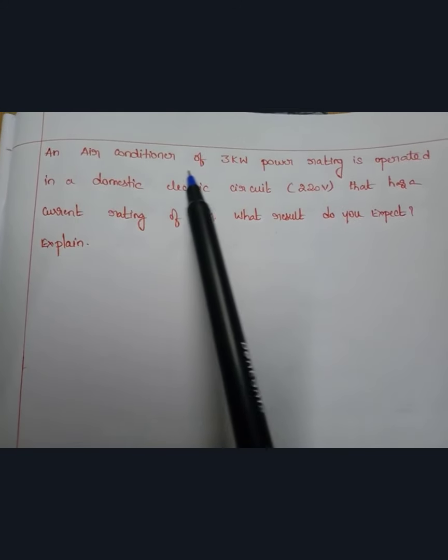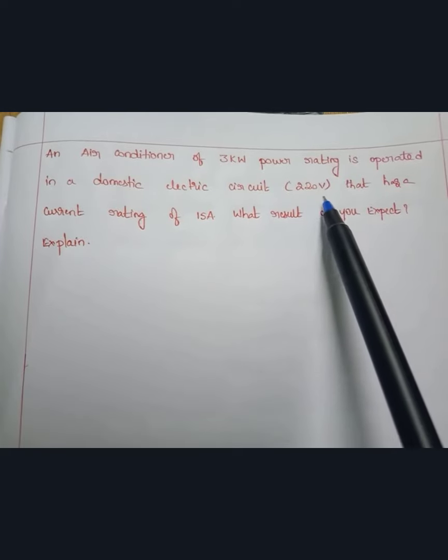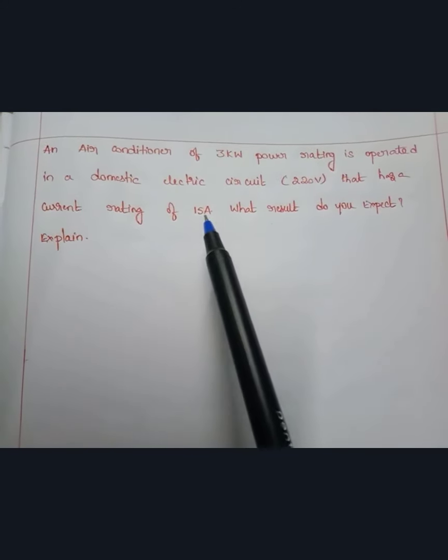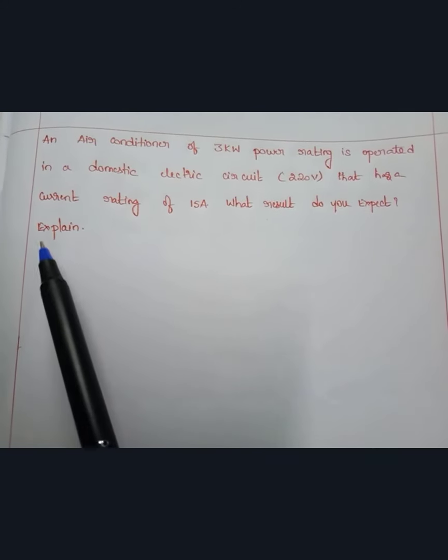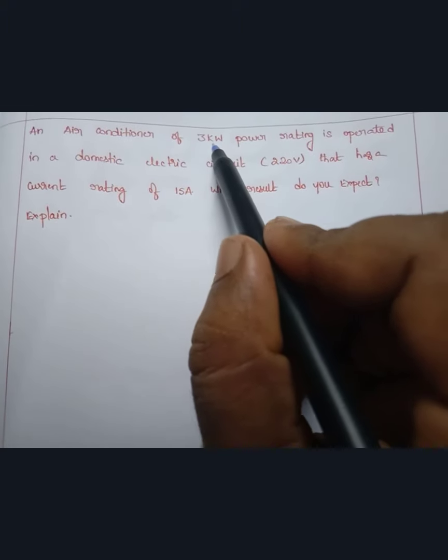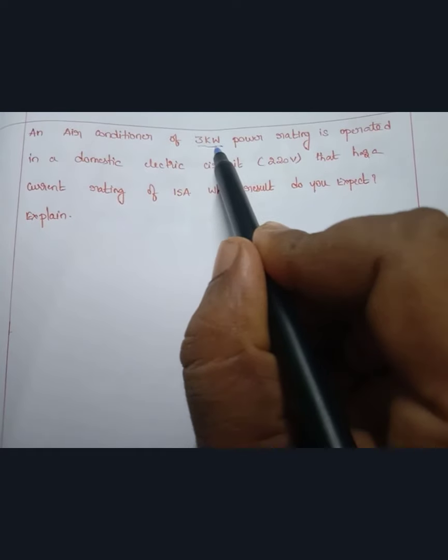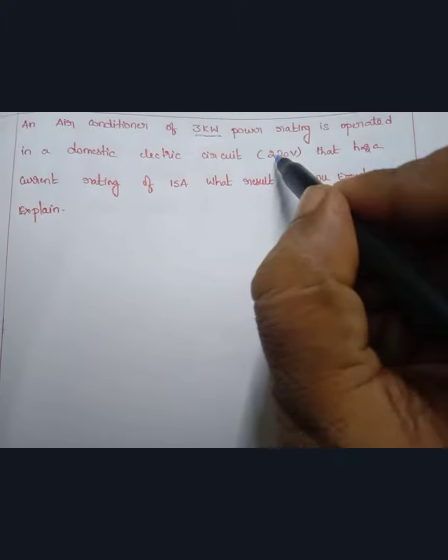See the second problem. An air conditioner of 3 kilowatts power rating is operated in a domestic electric circuit of 220 volts that has a current rating of 15 amps. What result do you expect? Explain. Here the power rating is 3 kilowatts for the air conditioner, voltage is 220 volts and the current rating is 15 amps. In the previous problem we had a 5 amp rating, but here it is 15 amps.